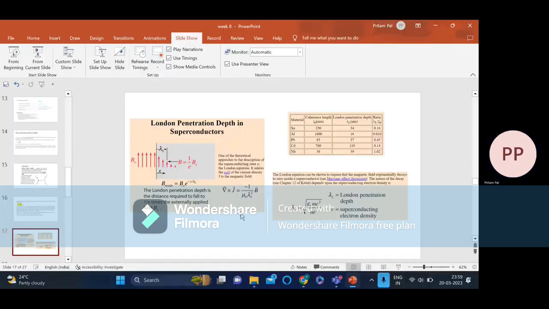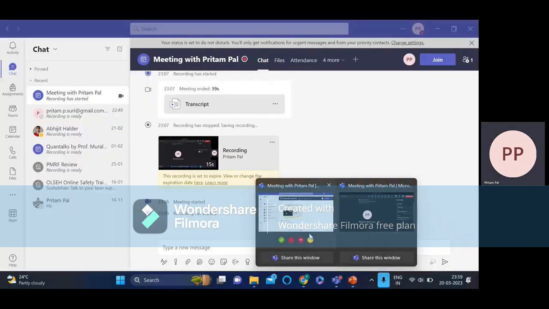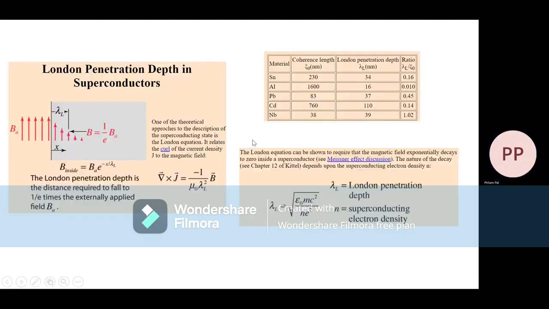Let's say one of the theoretical approaches to the description of the superconducting state is the London equation. It relates the current density to the magnetic field, as it is shown here.